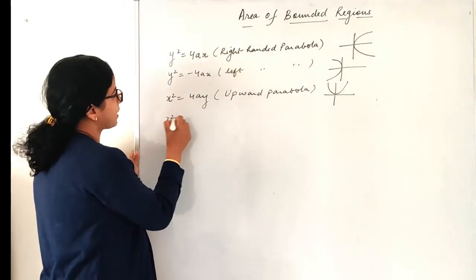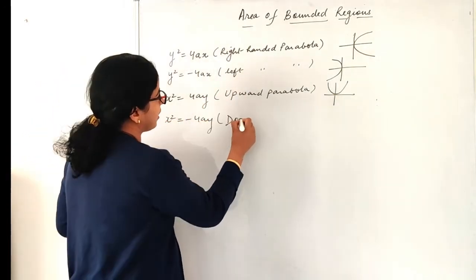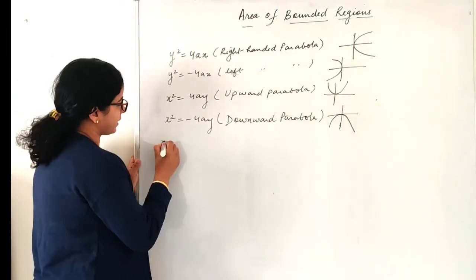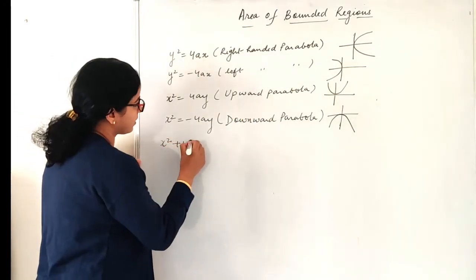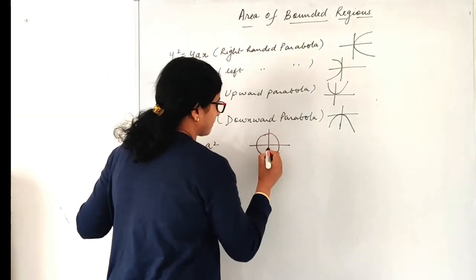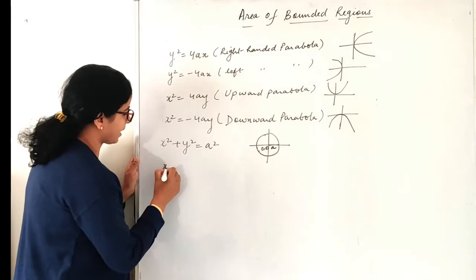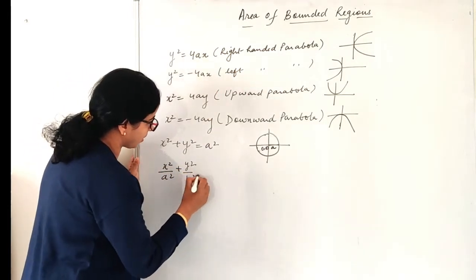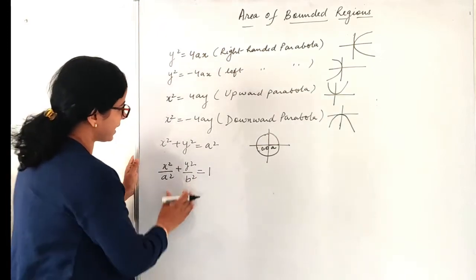If it is x square is equal to minus 4ay, it is a downward parabola. Now x square plus y square is equal to a square. It's a circle. The radius is a. x square upon a square plus y square upon b square equals 1. This is the ellipse, right?